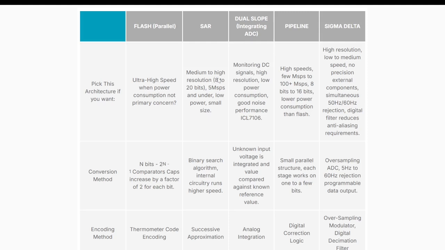For medium to high resolution, like 8 to 20 bits, we can use SAR. And sigma delta is mostly 16 bits onwards. The sampling rate for the SAR is 5 mega samples per second and under. So low power and small size, again for power concern, are relevant to when you want to use SARs. And sigma delta ADC is basically high resolution, low to medium speed, kind of, as I said, in the same domain.